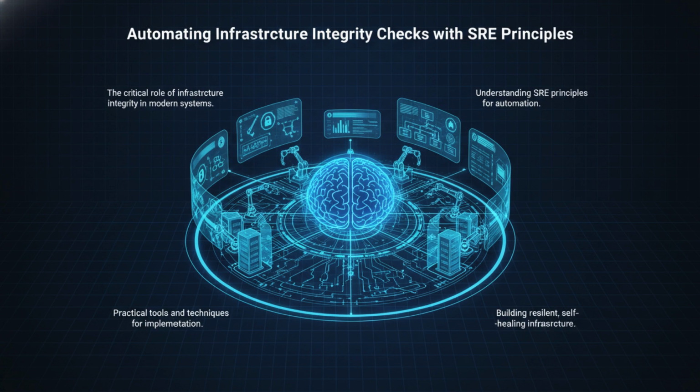Welcome to this crucial session on a topic that sits at the very heart of modern, reliable systems: automating infrastructure integrity checks with SRE principles. In today's rapidly evolving digital landscape, where systems are complex, distributed, and constantly changing, ensuring the integrity of your infrastructure is paramount. Any deviation from a desired state, whether malicious or accidental, can lead to outages, security breaches, and significant financial losses. This lesson will equip you with the knowledge and strategies to proactively safeguard your systems.